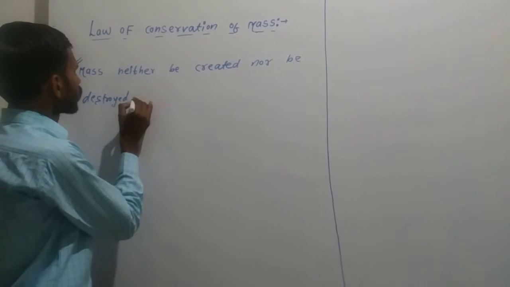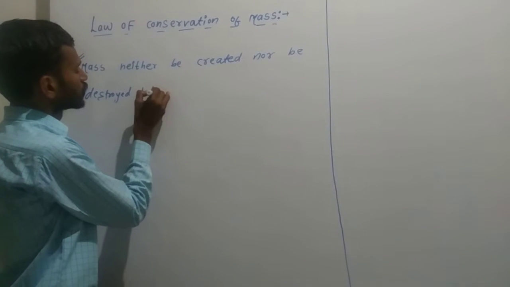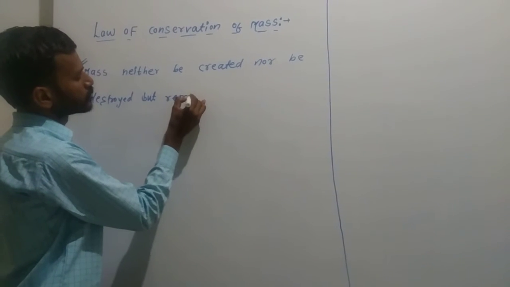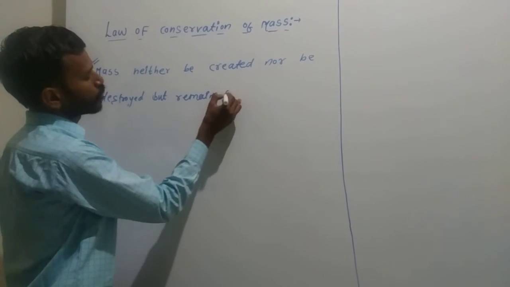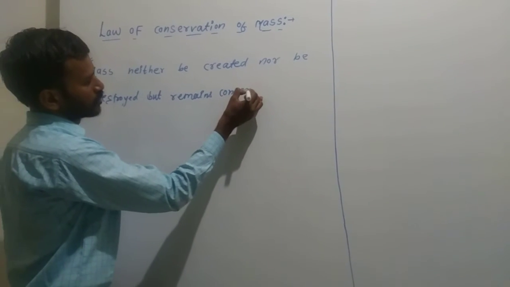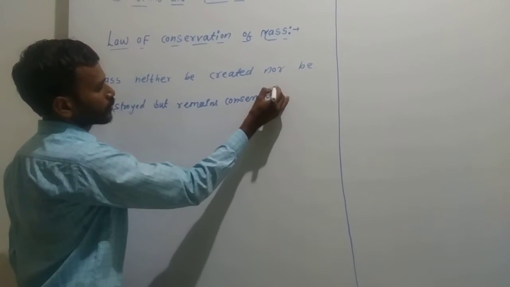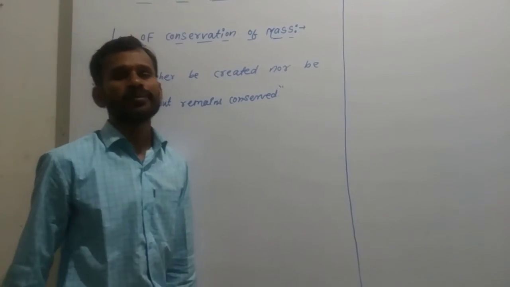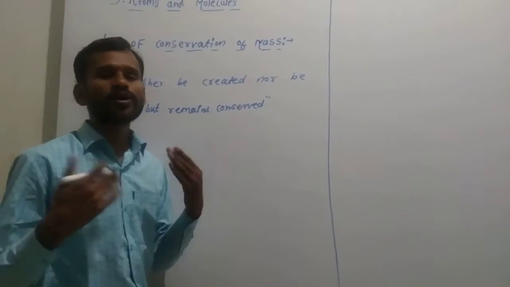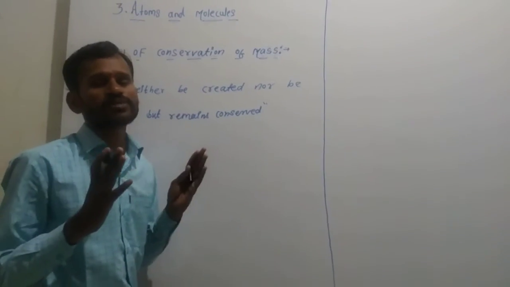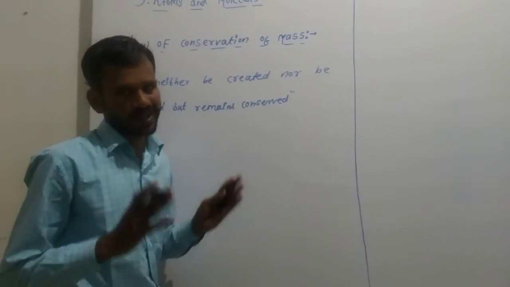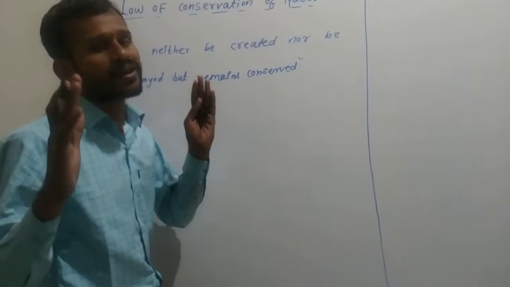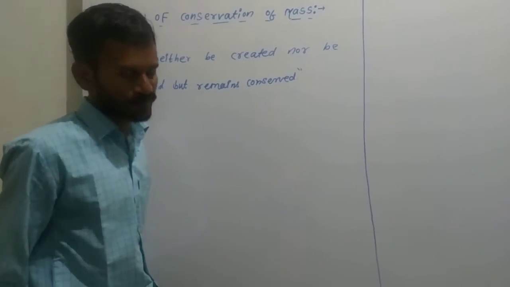But it remains constant. Remains constant means remains constant. This is the first statement. It means mass can neither be created nor be destroyed. Mass remains constant in a chemical reaction. This is the first one.